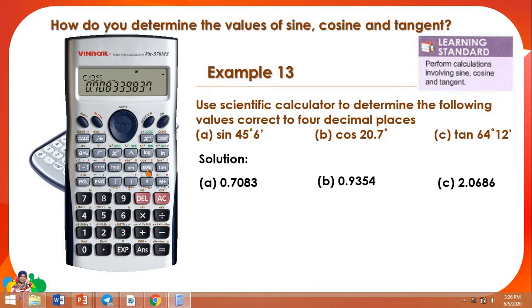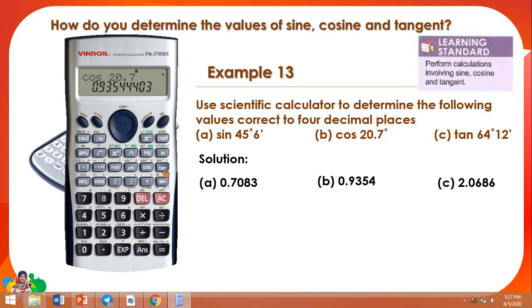Next is cos 20.7 degrees. You press the cos button and then 20.7, then equal. The calculator will display the answer 0.93544, then you round off correct to 4 decimal places.